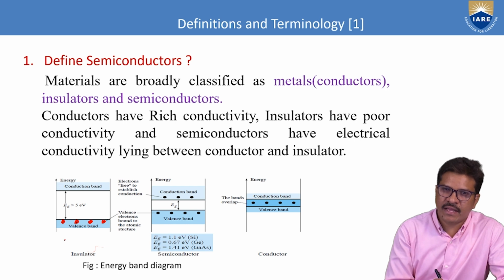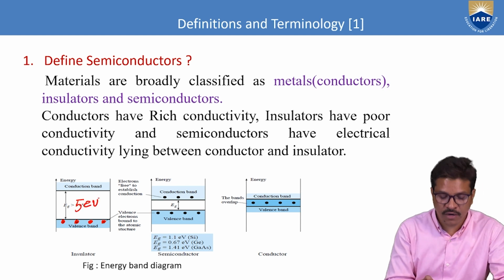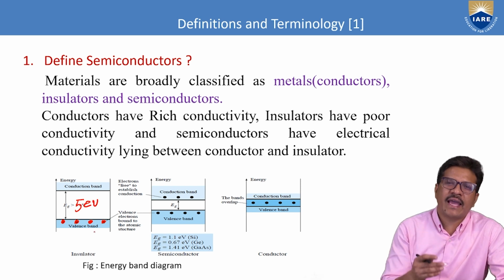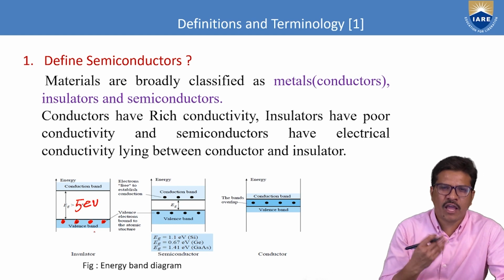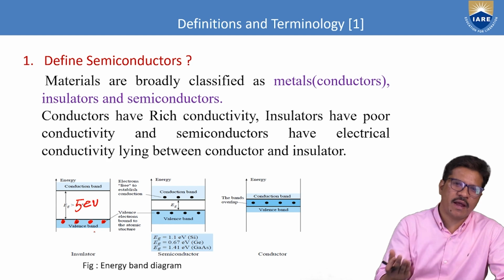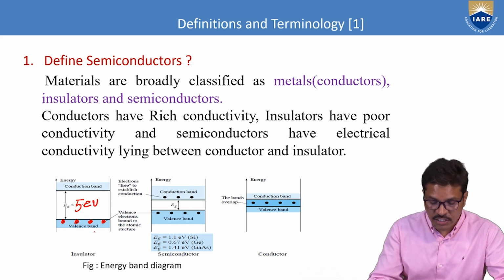But in the insulating material, the energy gap is greater than 5 electron volts. The energy gap is measured in electron volts. Due to this large gap, the electrons do not have enough energy to go from the valency band to the conduction band, so they do not reach the conduction band. As a result, the conduction in an insulating material is zero, or no current flows. This is what we observe.